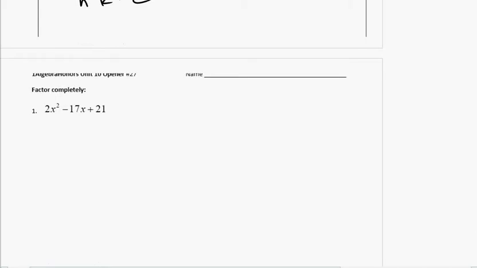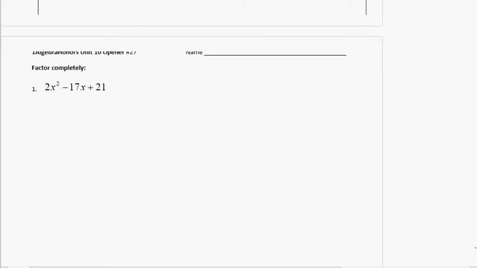So some people learned it. There are multiple ways of learning this, and I'm going to show you the most brute force way and then the way that you're going to see consistently through your high school experience. So most people say, okay, well, the first two numbers need to multiply to 2x squared. So I know that has to be 2x times x.